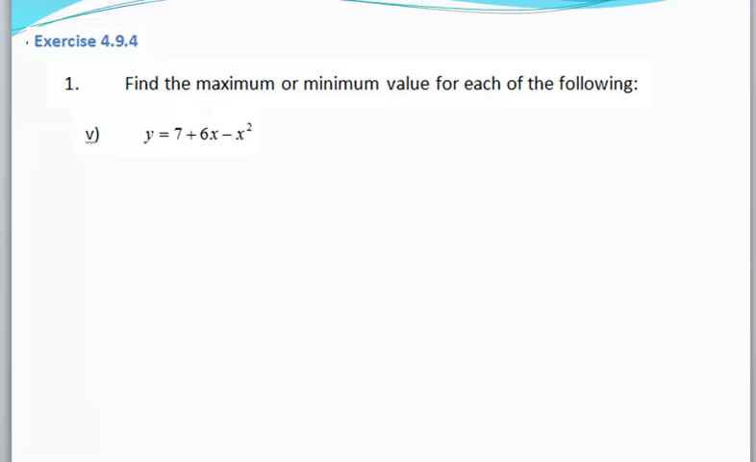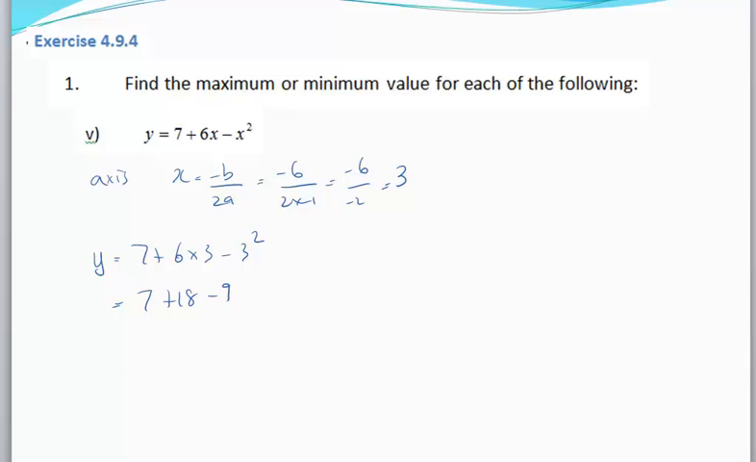Continuing on to 4.9.4, we want to find our maximum and minimum for this one here. So first of all, we're going to find our axis of symmetry. X is equal to minus b on 2a. So minus 6 on 2 times minus 1. Minus 6 on minus 2 is equal to 3. Then y is equal to 7 plus 6 times 3 minus 3 squared is equal to 7 plus 18 minus 9 is equal to 16. And here we have negative, so concave down, so we'll have a maximum at the point 3, 16 here.